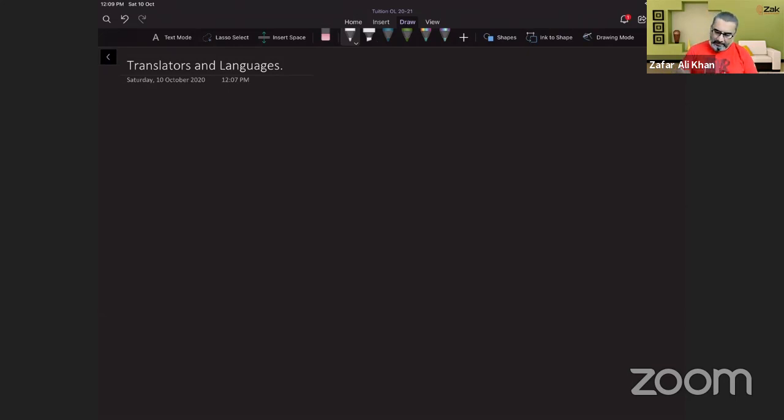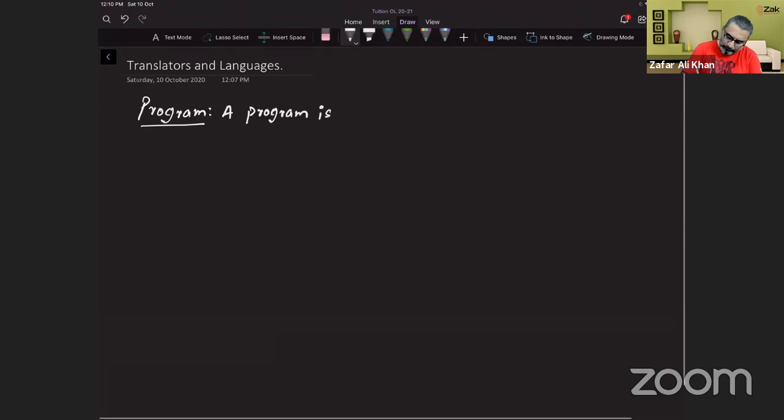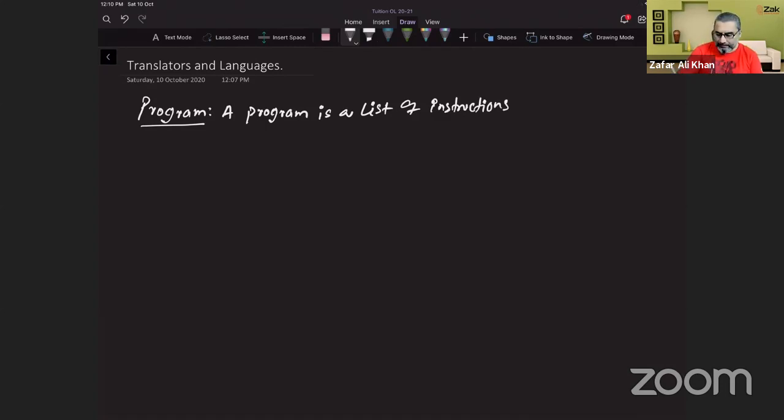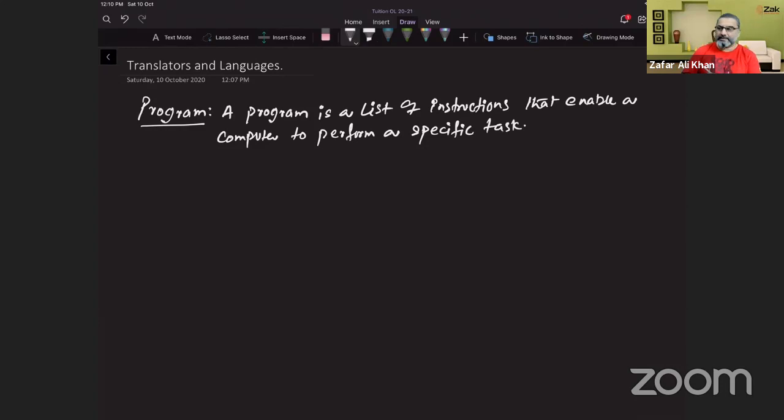Let's get started. So, what is a computer program? Program's definition. A program is a list of instructions that enable a computer to perform a specific task. That is a computer program.